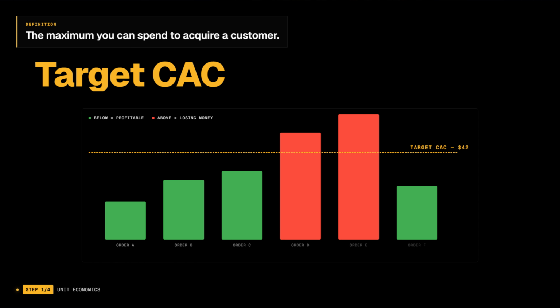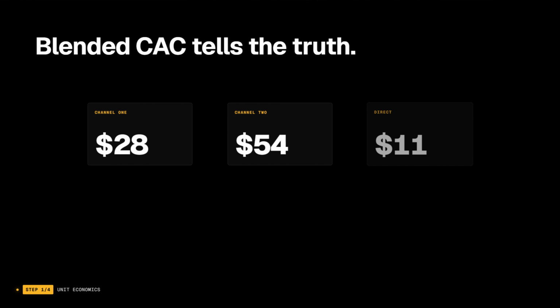First, we have target CAC. Target CAC is basically the maximum amount you can spend to acquire a customer. And I always recommend looking at blended CAC because the platforms like Meta usually over-report, and the blended CAC is gonna be the one that tells you the actual truth. If you don't know your target CAC, you don't know if your account is performing well or not.